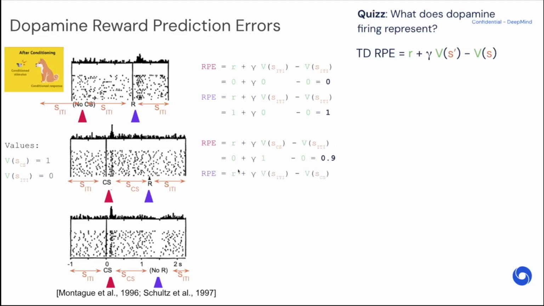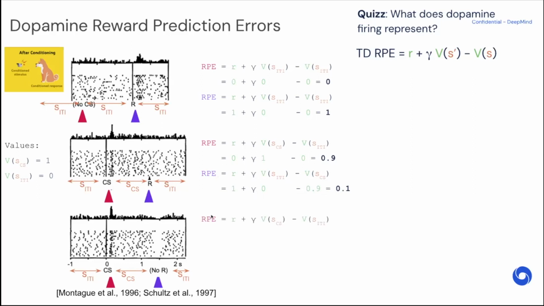Same, we can calculate the RPE. So what's the reward in this case? 1, exactly. We do get a reward this time. We do get the food. What's the value of the ITI state? 0. What's the value of the CS state? 1. And now when you do the math and we subtract those, we have an RPE of 0.1. But it's super, super minor, and we don't actually see much happening here.